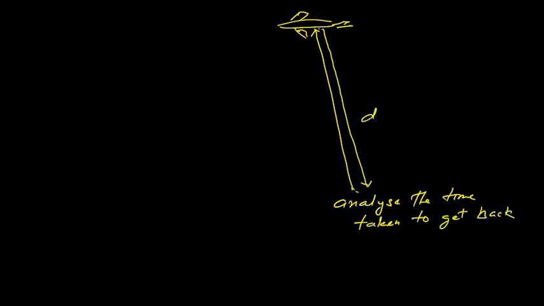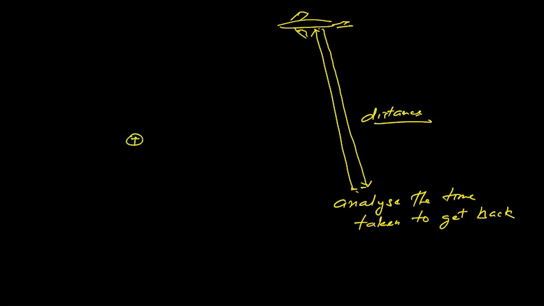From that, they can calculate the distance from the origin. So if it takes more time, it means it is far away. If it takes less time, it means it is closer. And they can exactly calculate the distance based on how much time it takes and the speed of light.